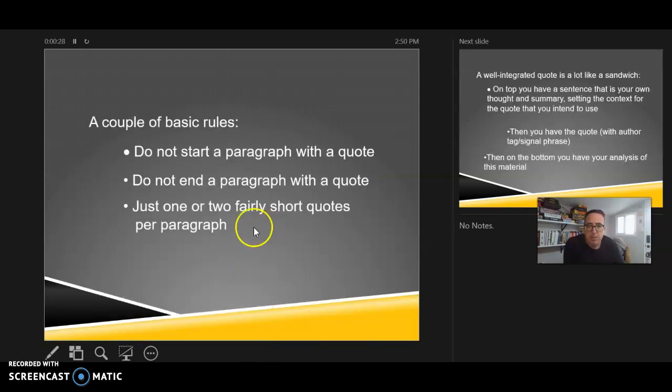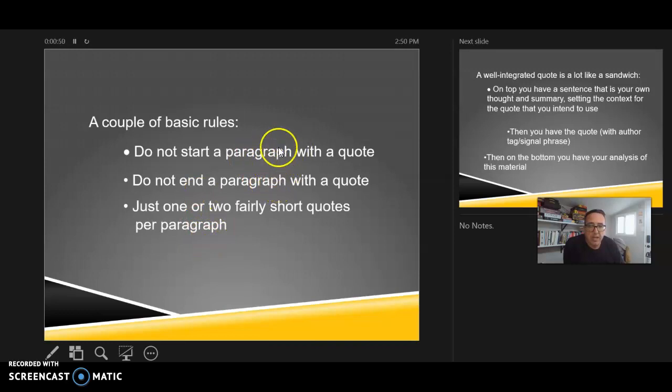So, a couple of rules to begin with. Don't start a paragraph with a quote. Don't end a paragraph with a quote. And just one or two fairly short quotes per paragraph is what you want to aim for. These are not golden rules. You can break these, but these are good guidelines, especially as you're practicing your quoting skills, right?